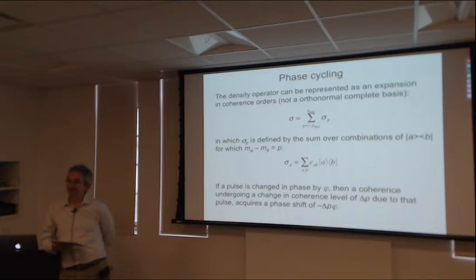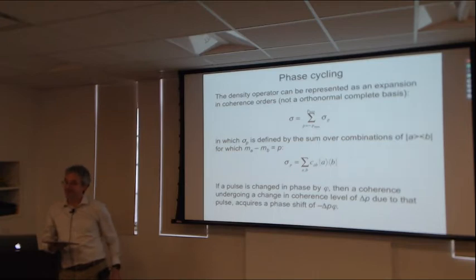This is telling you something you already know. It's just a different language. Suppose you start with Z magnetization, and we apply an X pulse to Z magnetization, we get minus Y magnetization. If I shift the phase of the pulse from X to Y and apply it to Z magnetization, I now get IX magnetization. I changed the phase of the pulse.